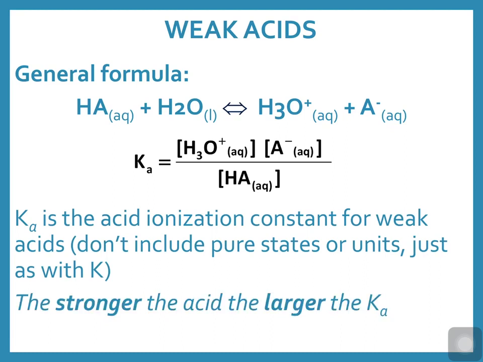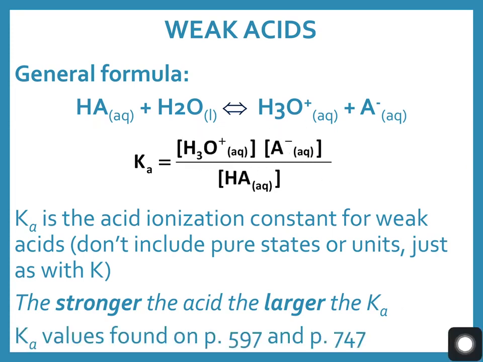So the stronger the acid is, the larger the Ka is. The stronger an acid is, the higher the percent of dissociation is, which means the higher our concentration of products is going to be. And we can find known Ka values, so these are at 25 degrees Celsius, and you can find those on page 597 and 747 of your textbook.